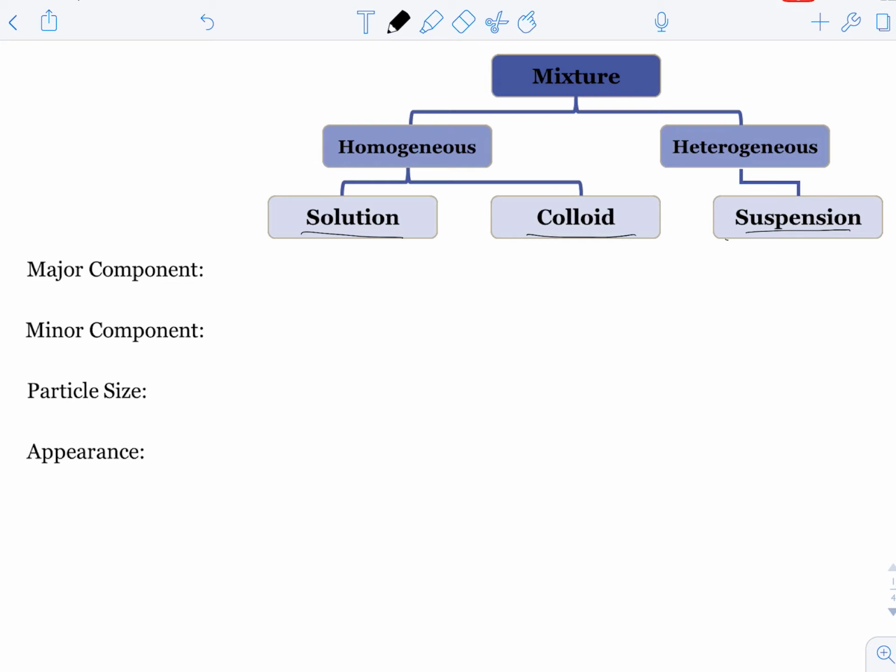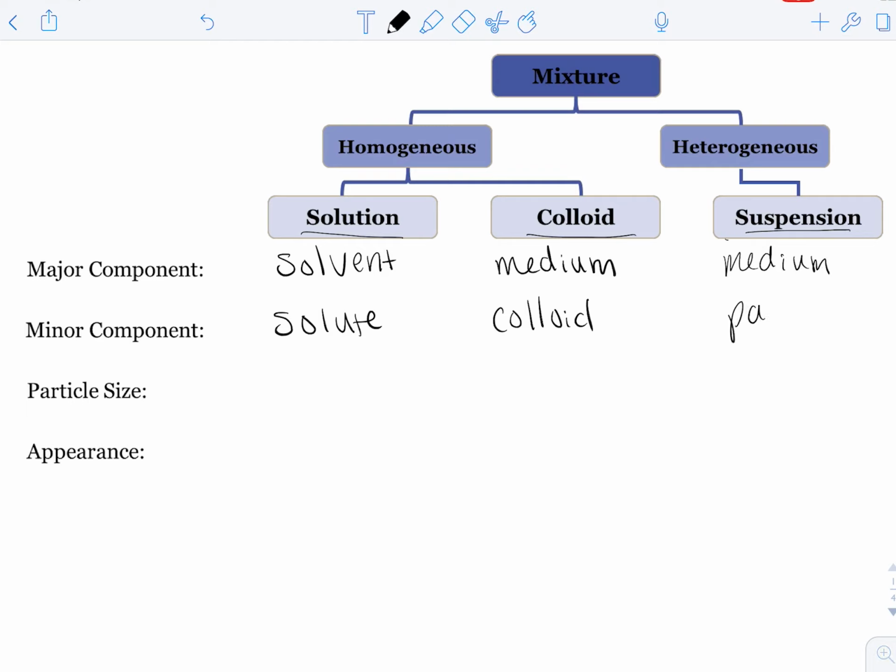With a solution, our major component, the thing that is in the greatest quantity, is called the solvent. And then our minor component, what's in lesser quantities, is going to be the solute. You will only ever have one solvent. You can have multiple solutes, however. With a colloid, the major component is called the medium, and the minor component is called a colloid. And with the suspension, the major component is again called a medium, and the minor component is called a particle.